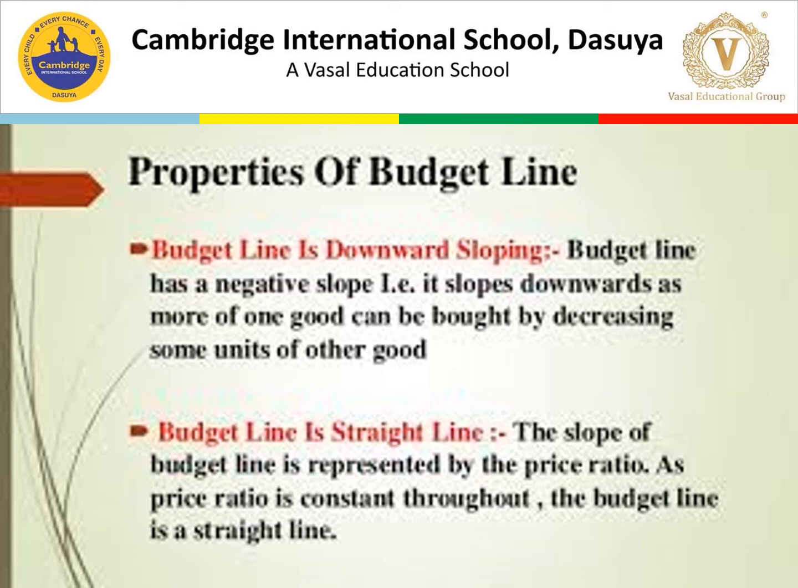Next, the budget line is a straight line. The slope of the budget line is represented by the price ratio. As the price ratio is constant throughout, the budget line is a straight line.